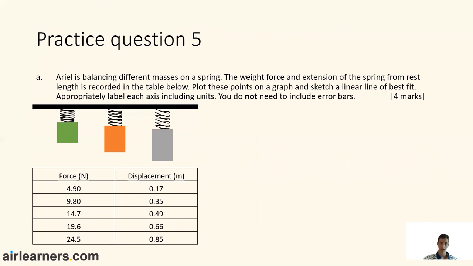So Ariel is balancing different masses on a spring. The weight, force, and extension of the spring from rest length is recorded in the table below. Plot these points on a graph and sketch a linear line of best fit. Appropriately label each axis, including units. You do not need to include error bars.